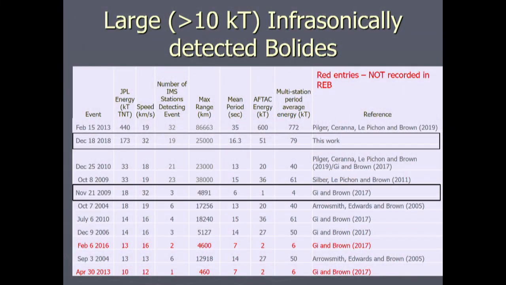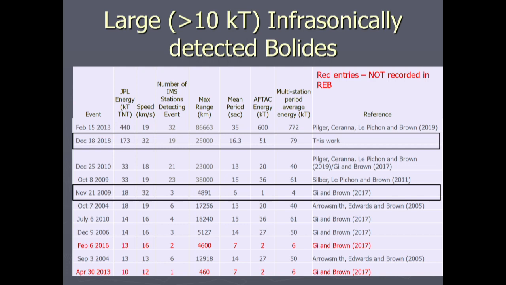I'll also point out two events, the one I just showed you, this Bering Sea event, and another one that occurred in November 2009 in the southern part of Africa, that have dramatically different energies between the JPL US government sensor data and what we see infrasonically. And these may be different in part because they were quite different in terms of their characteristics. They entered the atmosphere at much higher speeds.